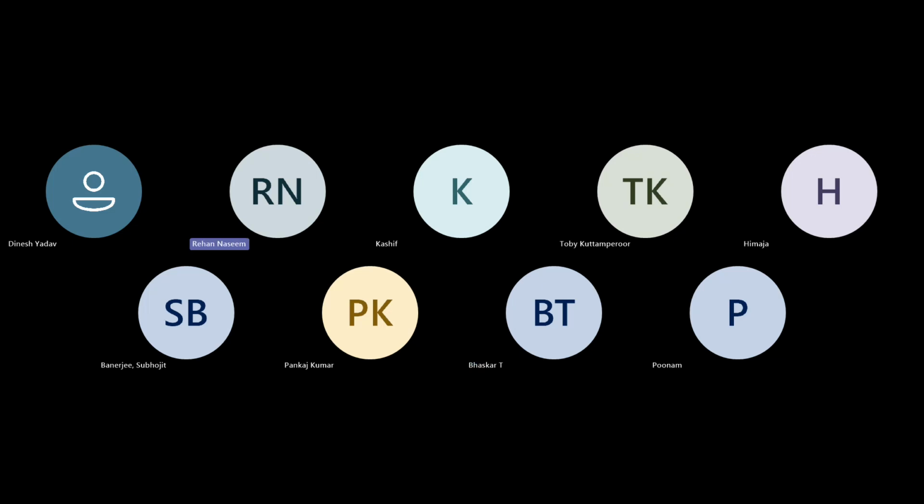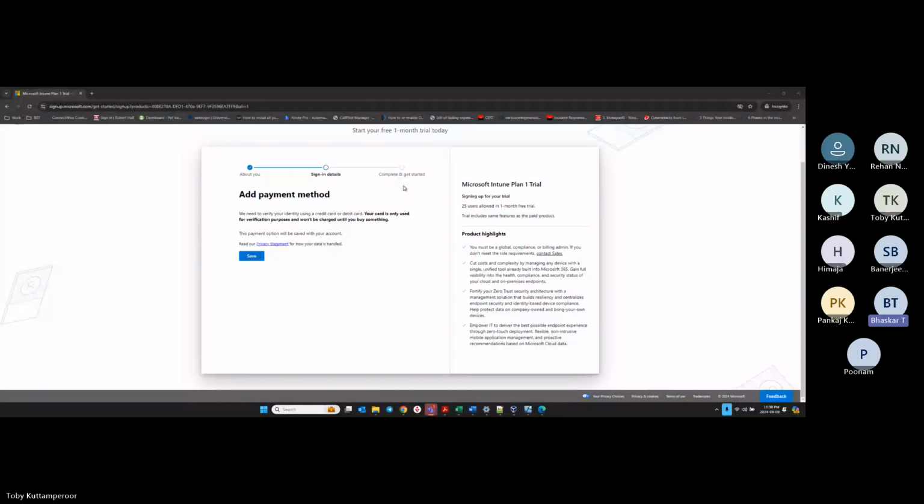So mine is done. It says thank you for signing up for the Microsoft Intune Plan 1 trial. Very good. Get started. Make a note of your Intune username. That will be your email address, I think, your name at domain.onmicrosoft.com. Exactly. Make a note of that somewhere on a notepad.